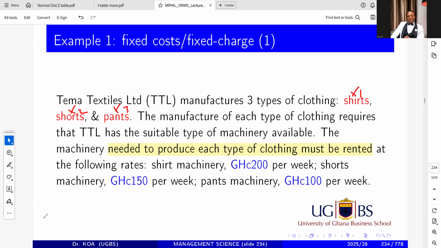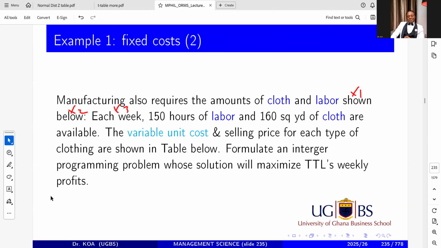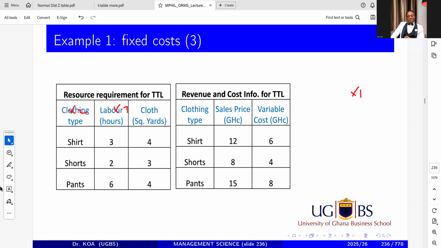So you have all of these things that are there. Manufacturing also requires the amount of cloth and labor shown below. Before you can manufacture any clothing, you need an amount of cloth and labor time. Each week, 150 hours of labor and 160 square yards of cloth are available. And below here, you have some items: the items for the resources, and then the items for the revenue and cost.